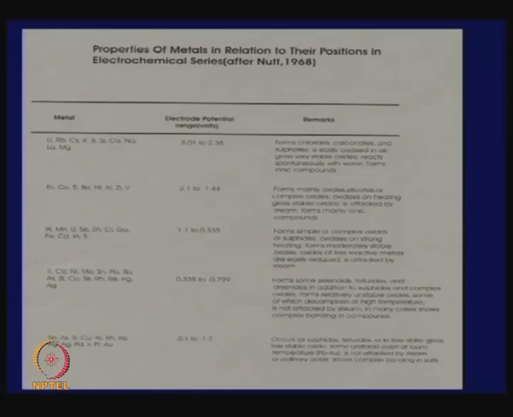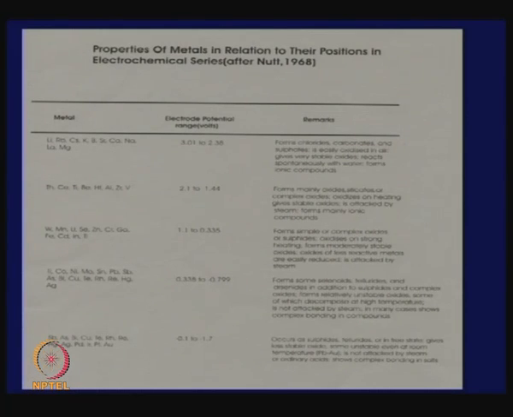Now, I have given a table here to indicate this in a little more detail. If you look at the first group, which is led by lithium, the electrode potential value is 3.01 to 2.38. These metals form chlorides, carbonates, sulfides. They are easily oxidized in air. They give very stable oxides, react spontaneously with water and form ionic compounds.